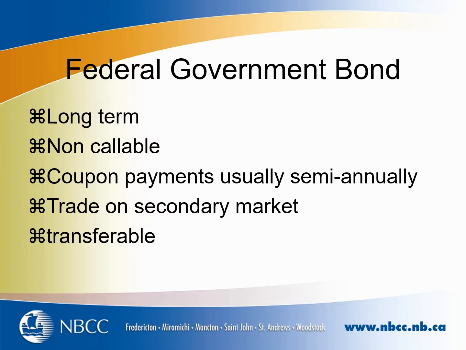The coupon payment that is attached to a federal government bond is usually paid semi-annually. The coupon payment is another term to refer to the interest that is paid. On an 8% federal government of Canada bond, the bond would pay 4% every 6 months, 4% of the par value. So if you had a $1,000 bond, on an annual basis, the 8% bond would pay $80 in interest, and it would pay that in 2 semi-annual payments of $40.